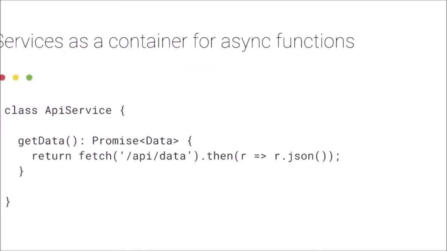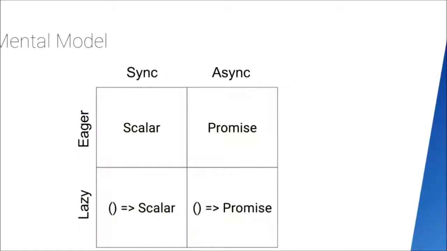So this is a pattern that gets used over and over in services. We have an API service, it's full of functions like getData. They return a promise to data. We do this all the time. So back to our model. Asynchronous and lazy is a function that returns a promise.